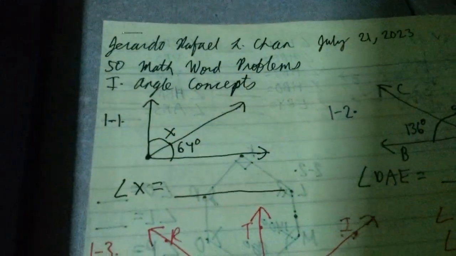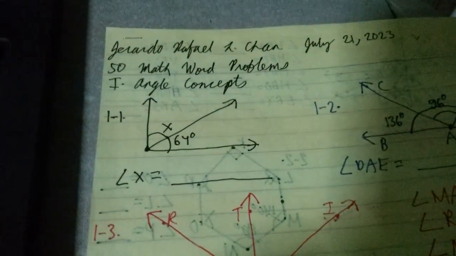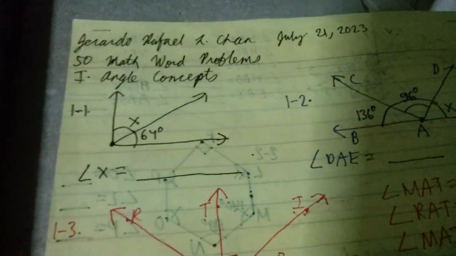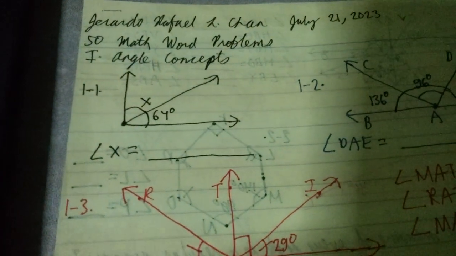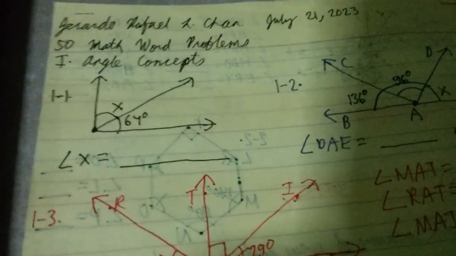So let's begin. For number 1-1, we have a right angle, you see. A right angle such that one angle measures 64 degrees. Now we need to find the other angle. To solve for the other angle, how do we do this? Well, that's easy. Look at the formula in Microsoft Excel.